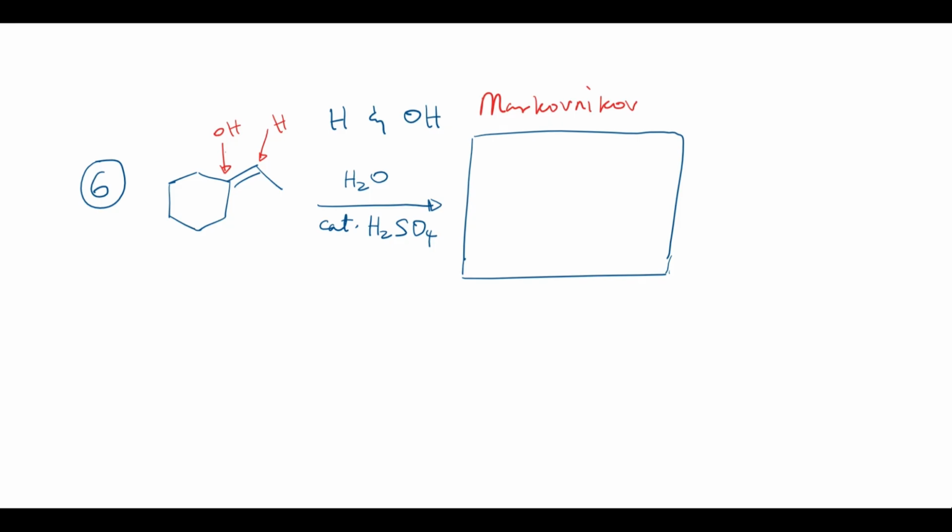So to draw the product of this reaction, simply break the pi bond and attach the hydroxy group to the more substituted carbon. And that's all you have to do. The hydrogen will go here, but we don't have to show the hydrogen. Next question.